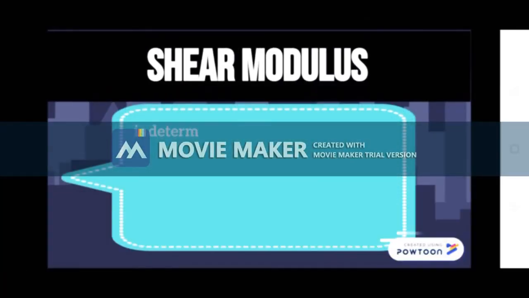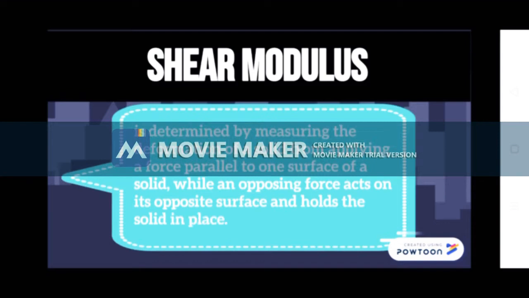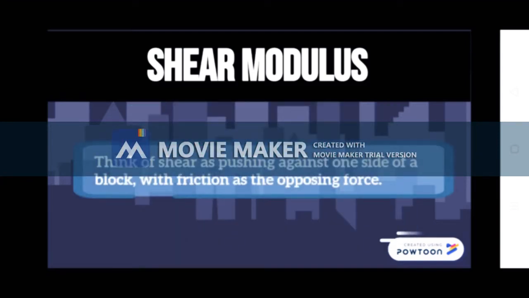The shear modulus is determined by measuring the deformation of a solid from applying a force parallel to one surface of a solid, while an opposing force acts on its opposite surface and holds the solid in place. Think of shear as pushing against one side of a block, with friction as the opposing force.